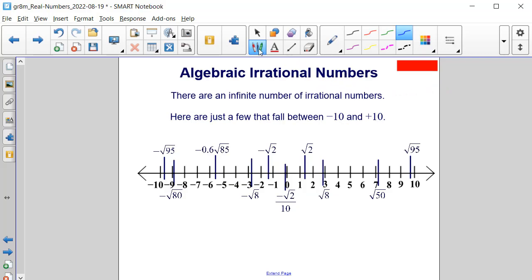There are an infinite number of irrational numbers. Here are just a few of them that fall between negative 10 and positive 10. You have the negative square root of 95, negative square root of 80, which is really close to negative 9 because the negative square root of 81 is negative 9. We have negative 6/10 times the square root of 85. We have negative square root of 8, negative square root of 2, positive square root of 2. You have negative square root of 2 divided by 10. You have the square root of 8, square root of 50, and the square root of 95.